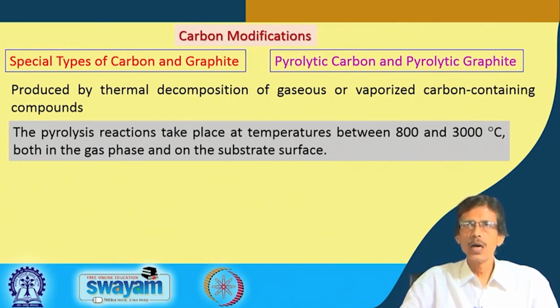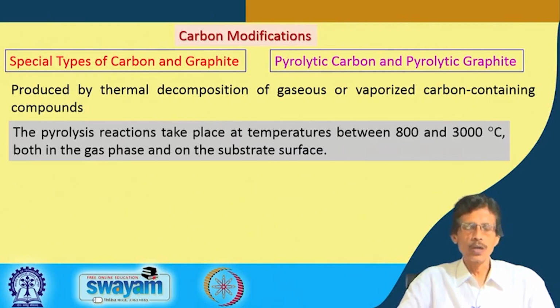What material we are utilizing for getting this particular type of carbon is important. A range from 800 to 3000 degrees centigrade is important both in the gas phase and on the substrate surface. If you go for the corresponding gas phase condition, that means if you burn something which can leave behind your carbon, the powder form of the carbon is getting activated. That will give rise to the variety which is known as activated carbon.